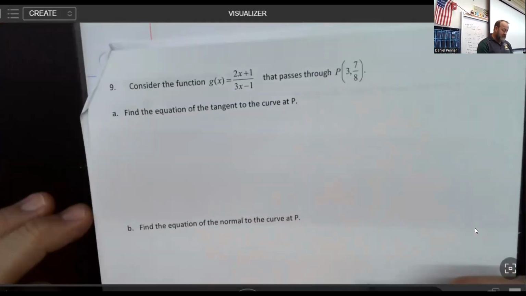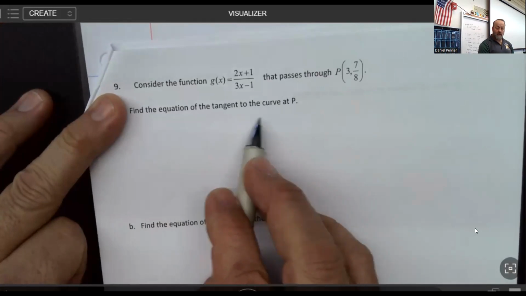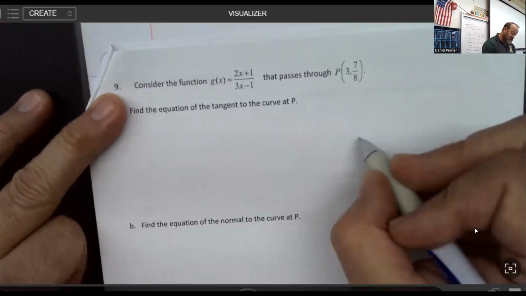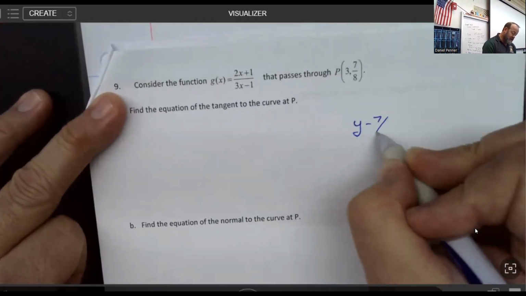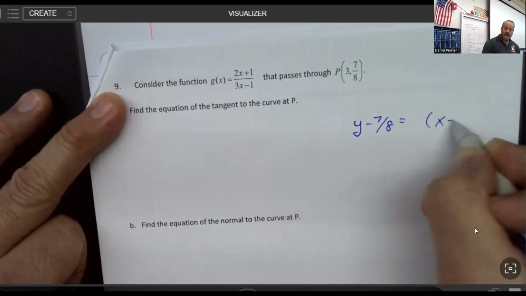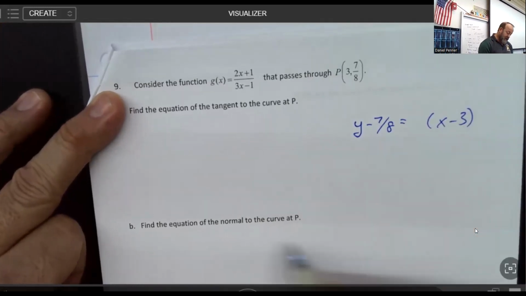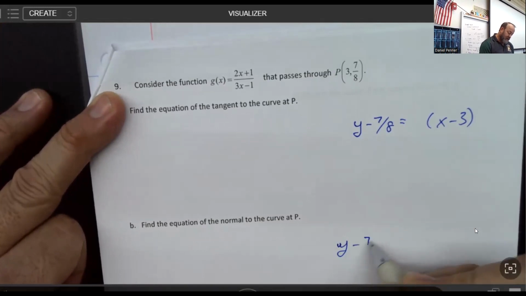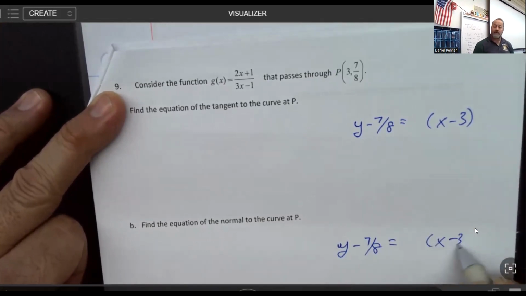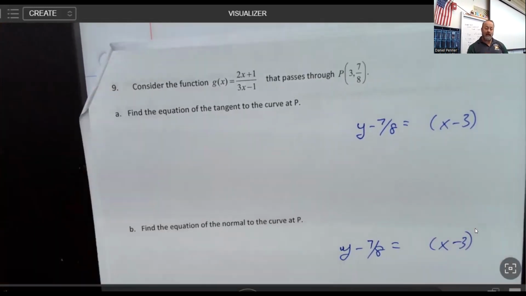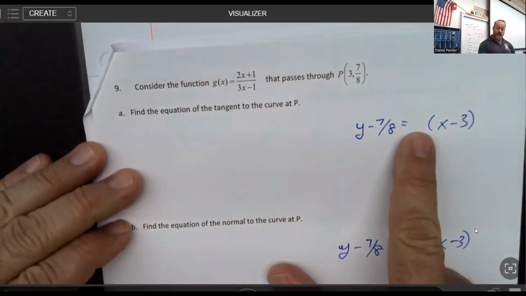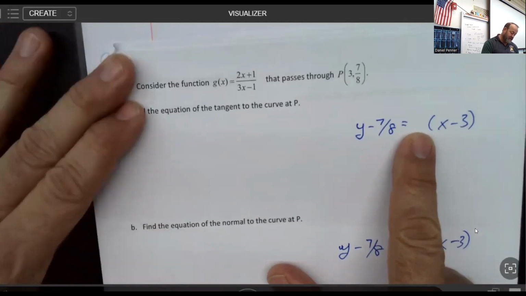So first off, it said, let's find the equation of the tangent to the curve. So the first thing that I know is it's going to go through 7/8, and it's going to go through 3. And that's going to be the same for both of these problems, whether it is a normal to the curve or the tangent to the curve. We definitely are going to have those values. I just need the slope of the tangent line to go right here. So I need to go take a derivative.